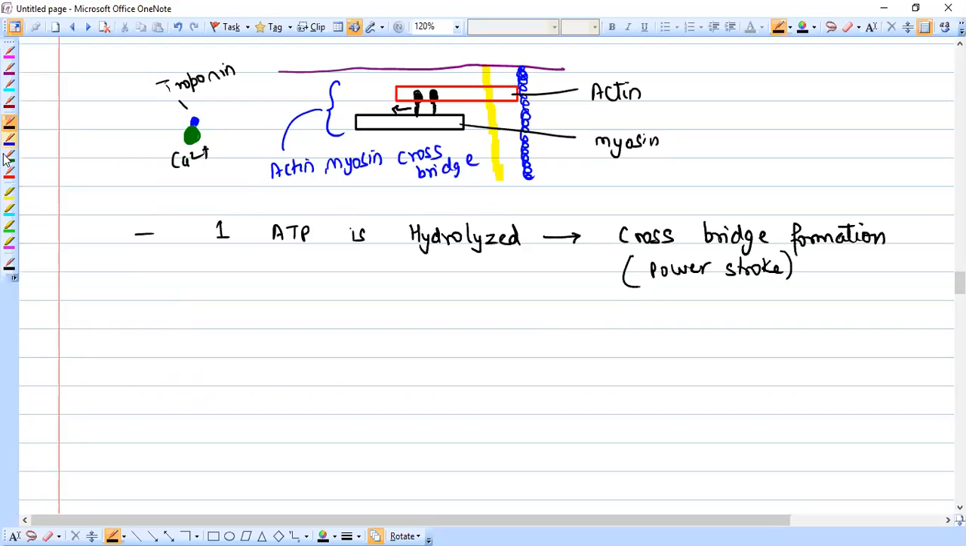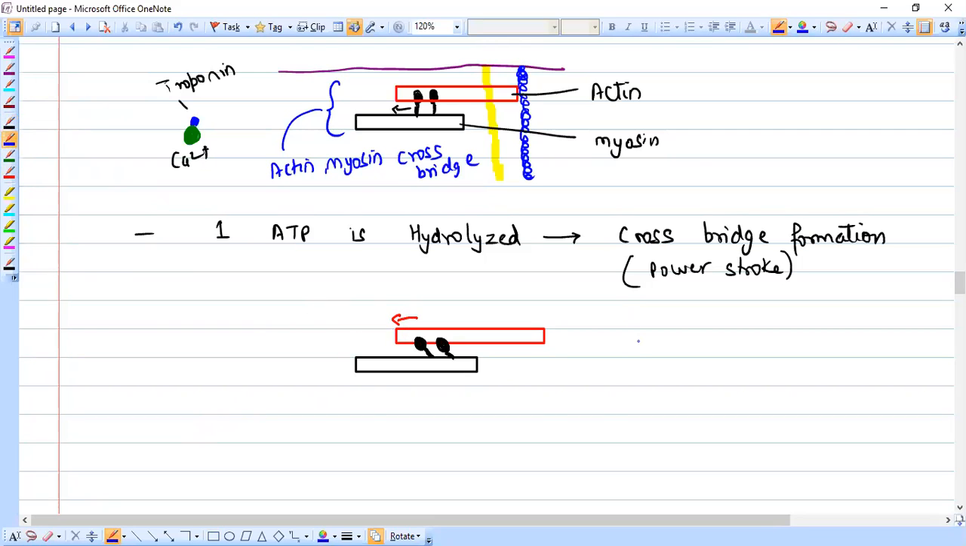So let me draw the power stroke. I take this, then we take this. What exactly will happen here? The structure is going to bend. Look here, it was straight, but now it has pulled. The structure will come this way. This is called the power stroke. It has pushed the actin in one direction, but the head cannot go further, so it leaves it.